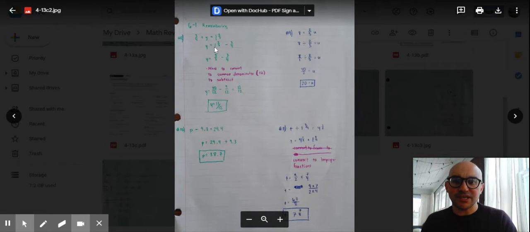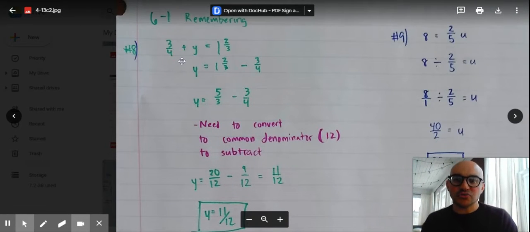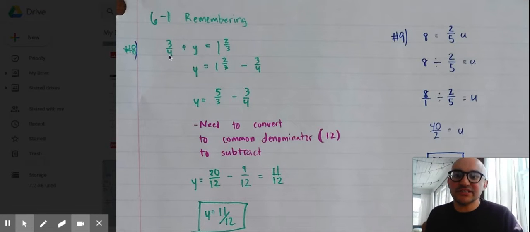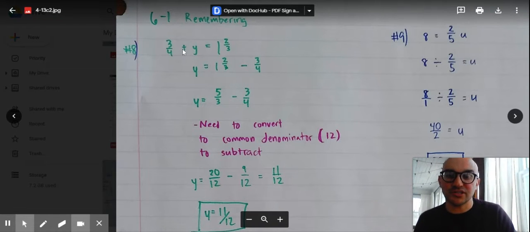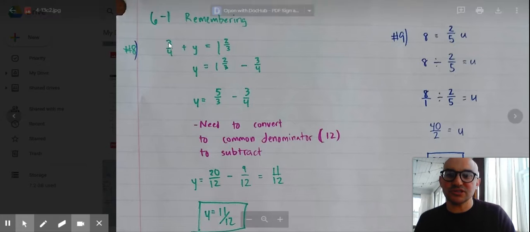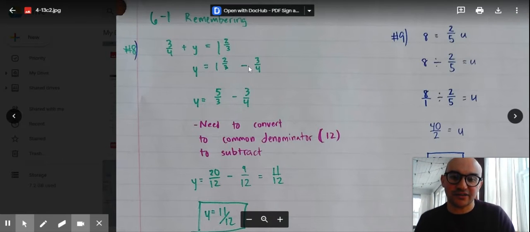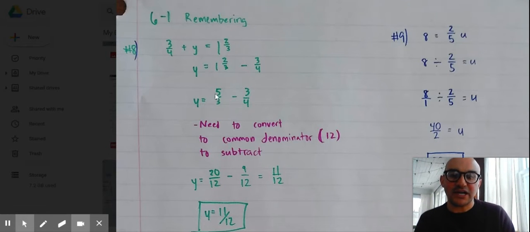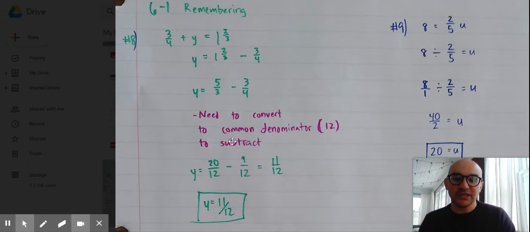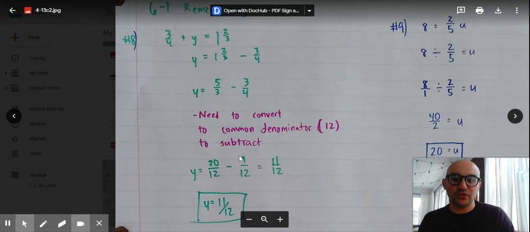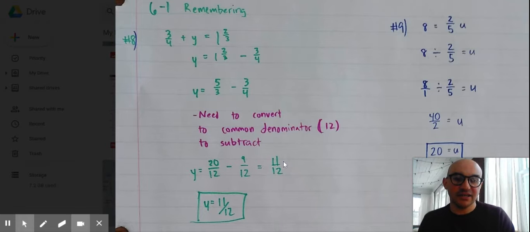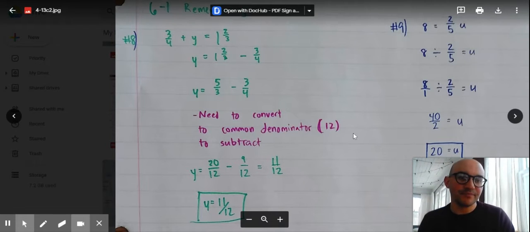So problem 8 comes up right here, and I'll just walk through these quickly. I just wrote a couple things down to help organize my thinking, but it says 3/4 plus y equals 1 2/3. I know that I have to do inverse operations on all these problems. So, since 3/4 is added to y, I'm going to subtract 3/4. So I have the fraction 5/3 minus 3/4, but I need to convert to common denominator 12 to subtract. 5/3 converts to 20/12, 3/4 to 9/12, and I subtract and I get 11/12. So that's my answer there.